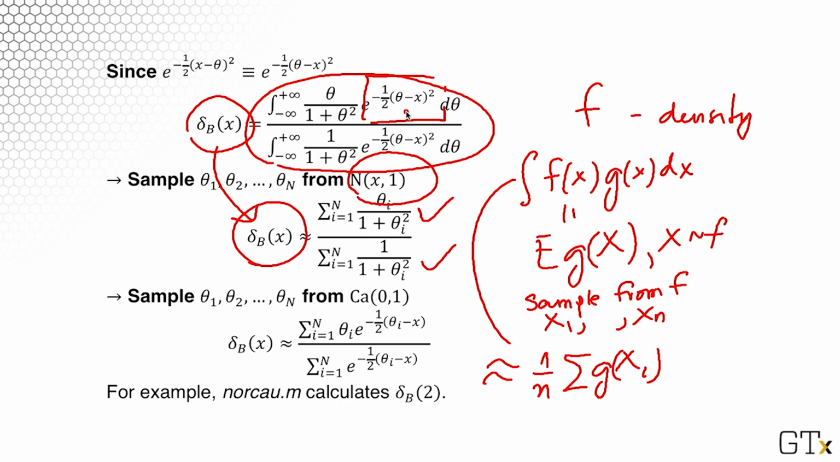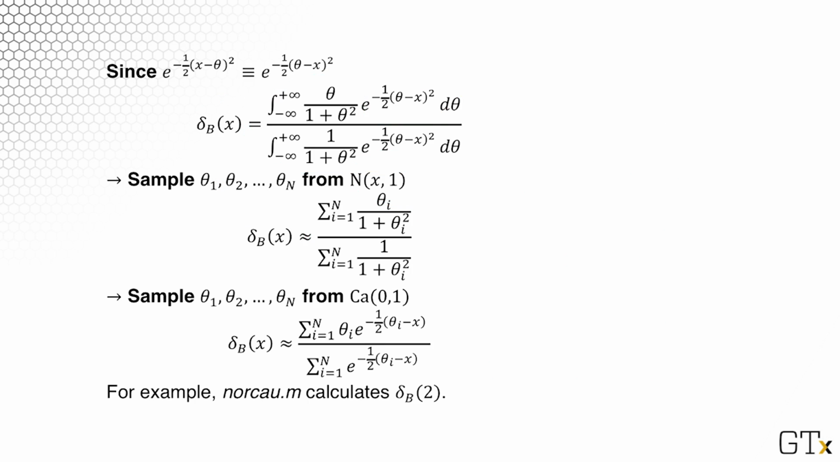We think of this as our density f, and the function g is theta over 1 plus theta squared, or 1 over 1 plus theta squared in the denominator, and then we approximate the integral with these finite sums. The other way could be the following. I can think about sampling from the Cauchy distribution, Cauchy 0, 1, and approximating the integral with the values of this function g. In both cases, you get an approximation to the ratio of two integrals, actually to the Bayes rule. Let's take a look at how this works in simulation.